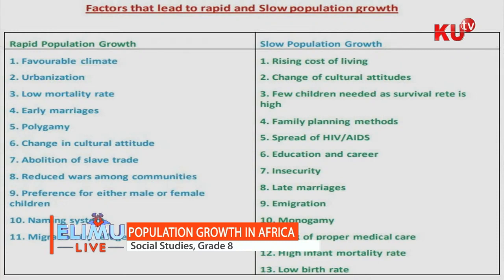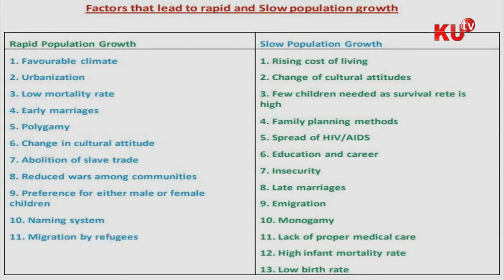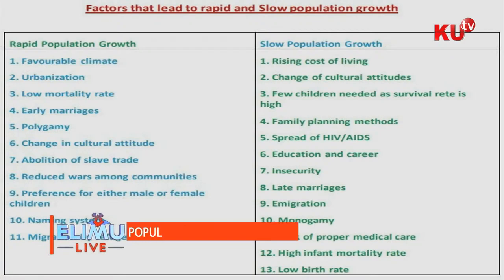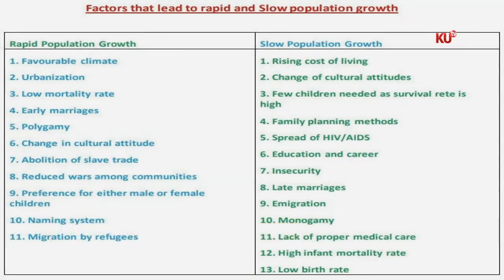And also, emigration. How does emigration affect population growth? Emigration means people are moving from their own country to another country. So as you are leaving your own country, going to another country, it means that you are going to affect the population of your own country, where it is going to be very, very slow.